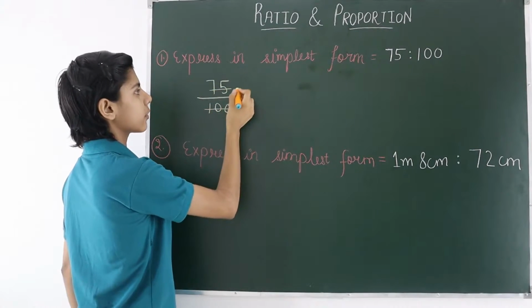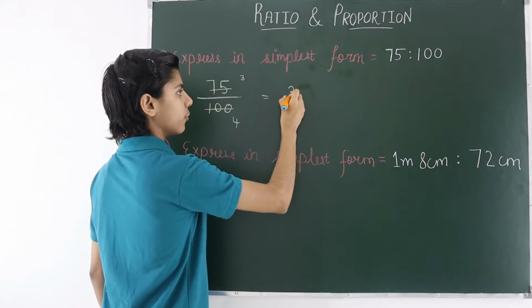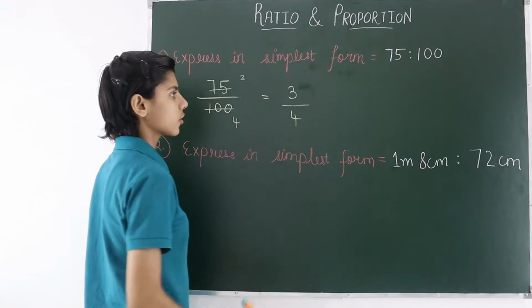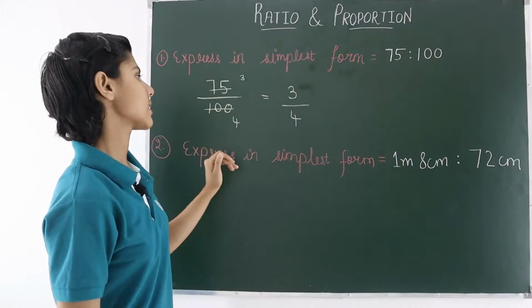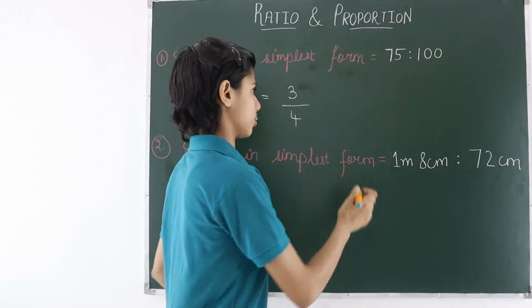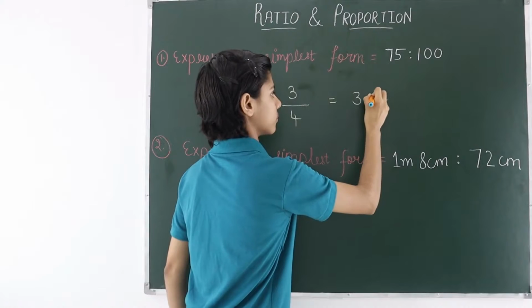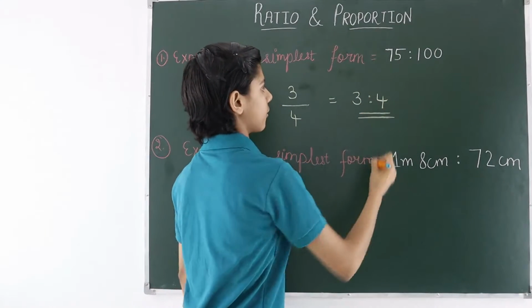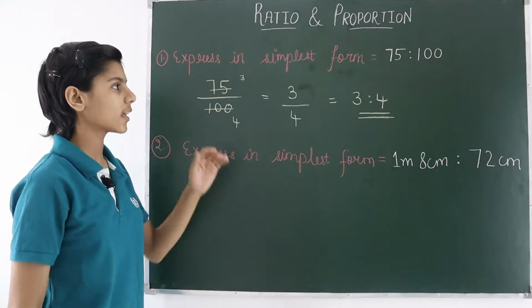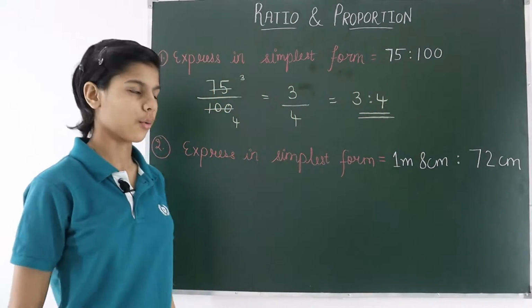It goes by 25, 3, 4. We have received the fraction 3 by 4. Now after cancelling it, we get this fraction. Now we can write this fraction in ratio, 3 ratio 4. So this is our answer. Like this you can convert any ratio in its simplest form.